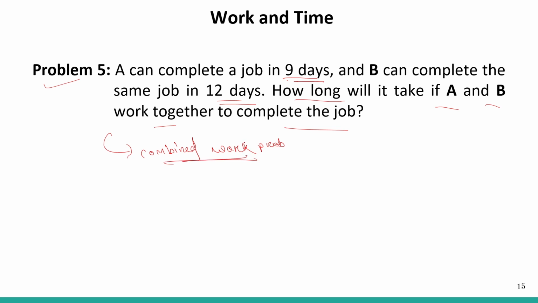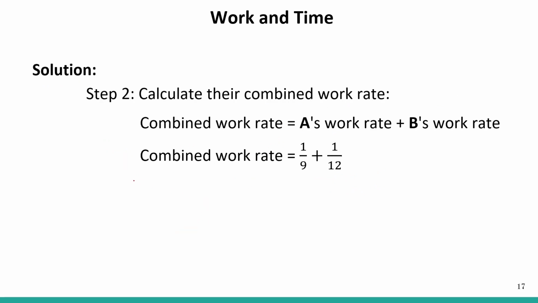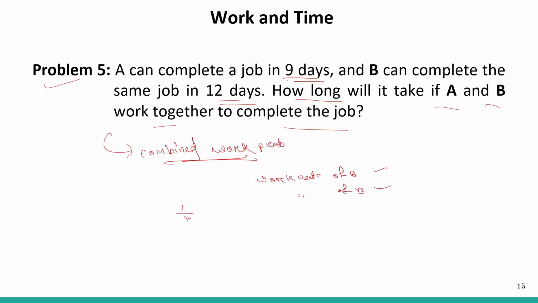Let's get a rough sketch of what we are going to do. We'll calculate the work rate of A and the work rate of B individually, and then calculate their combined work rate. The combined work rate is calculated as 1 by x plus 1 by y, as we have already discussed in the previous lectures. So it will be 1 by 9 plus 1 by 12, which is equal to... the common denominator is 36, so this won't be 12. This will be what?